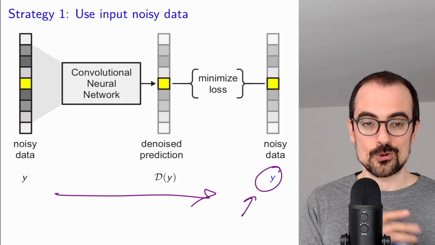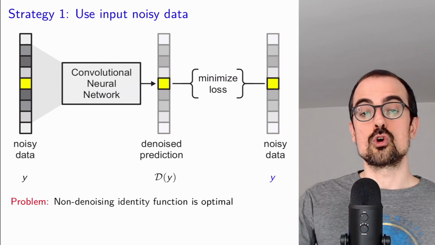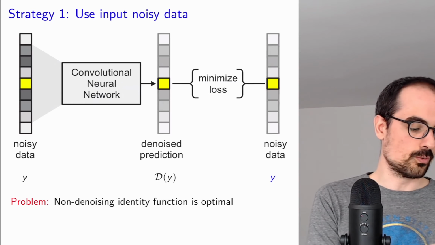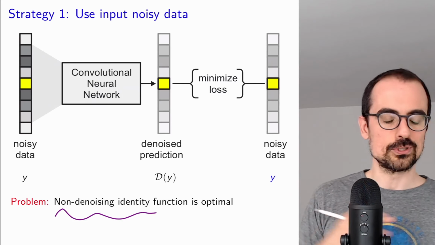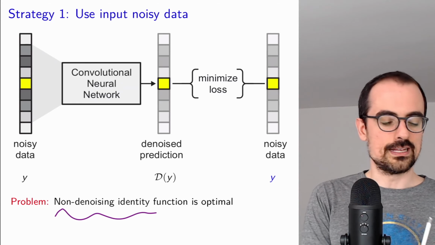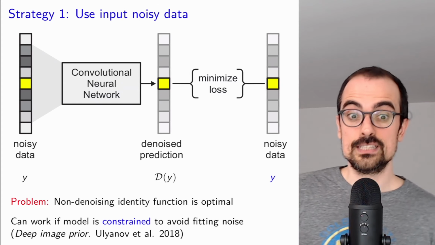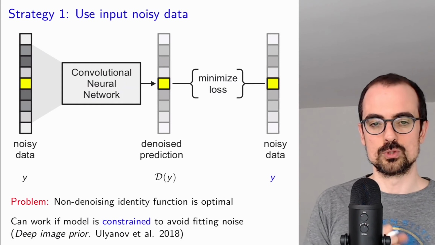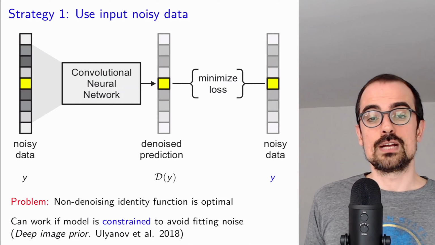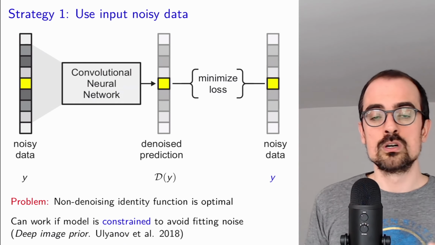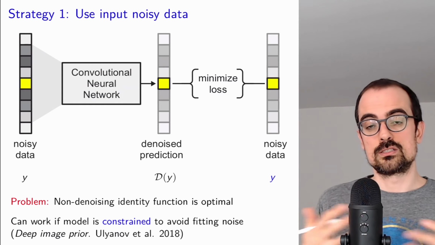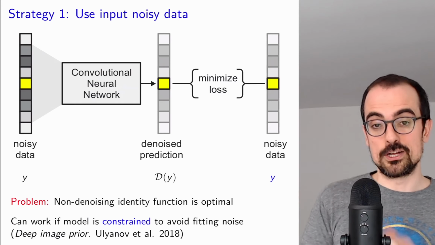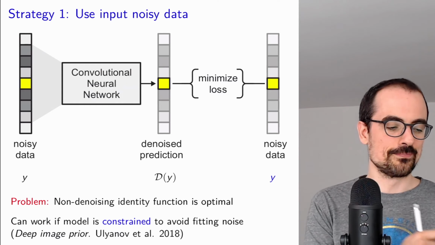Interestingly, even though this sounds crazy, it can actually work if you manage to constrain the network to not learn this non-denoising identity function. This is a very fancy way of saying it can just output the noisy input. If you avoid this by constraining the network, this can actually denoise to some extent. And this is what they do in this very famous deep image prior paper from 2018. The problem is that you can then not use more and more flexible and sophisticated networks because eventually they're just going to learn to overfit the noise. But incredibly, this can actually work to some extent.